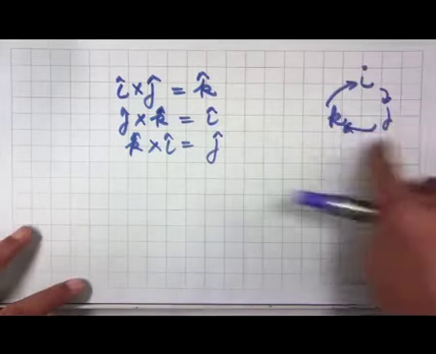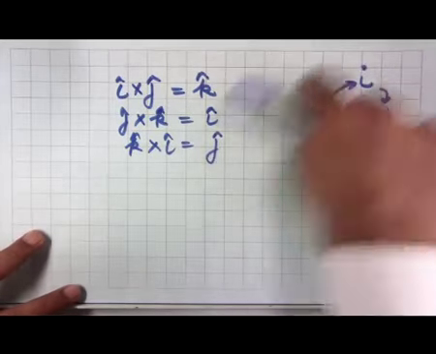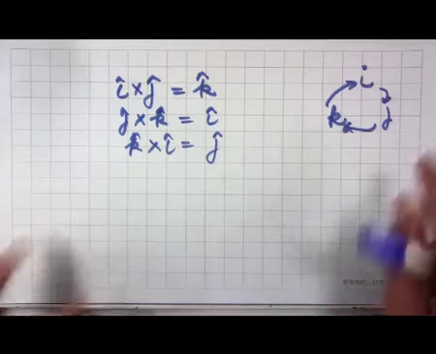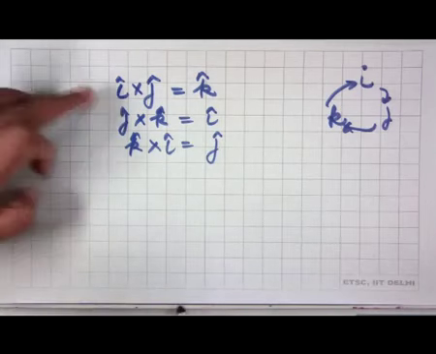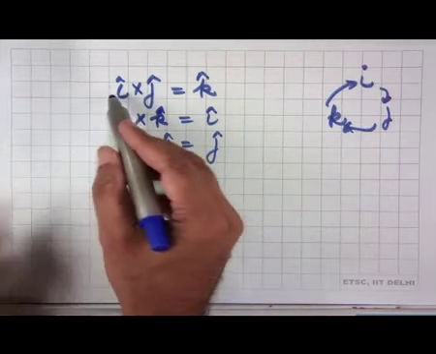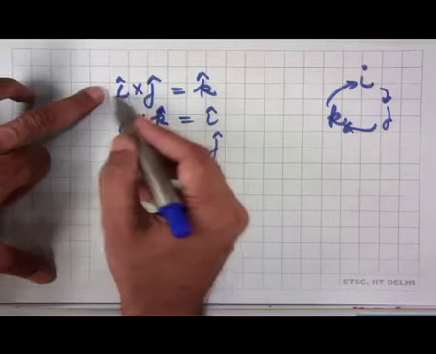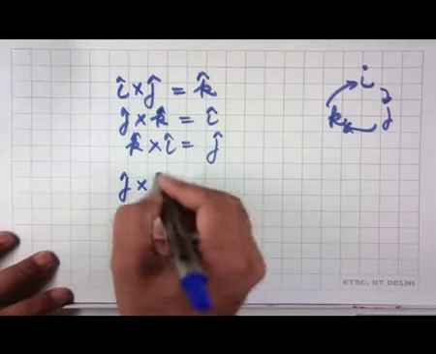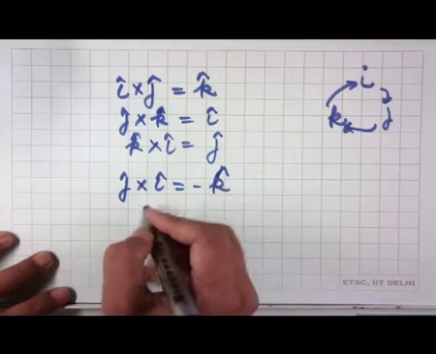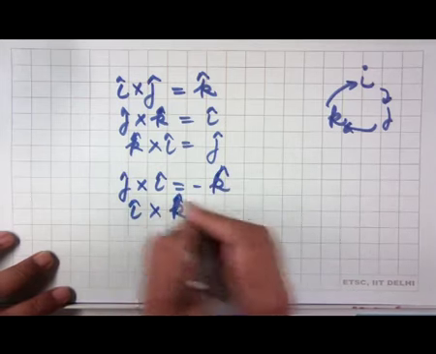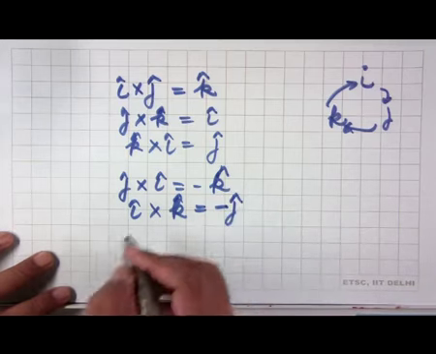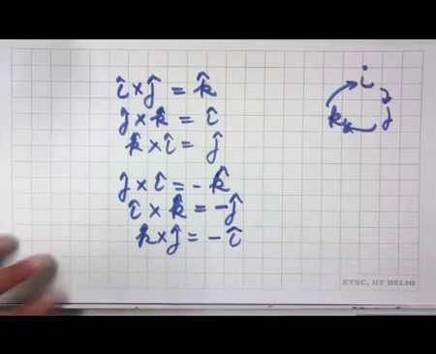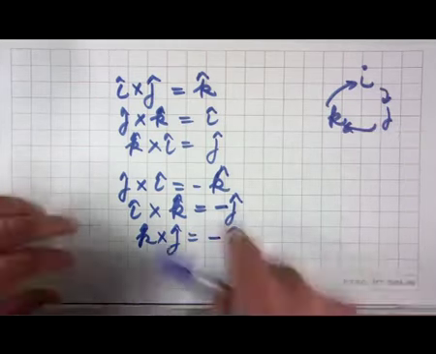That means, if we follow these i, j, k in a cyclic order, we will get the third thing positive. But if we go anti-cyclic, then we are inverting the directions, and clearly minus i cross j is equal to minus k, and minus i cross j is also equal to j cross i. So, we have j cross i is equal to minus k, i cross k is equal to minus j, and k cross j is equal to minus i. So, when we do this, that means we are doing anti-cyclic.